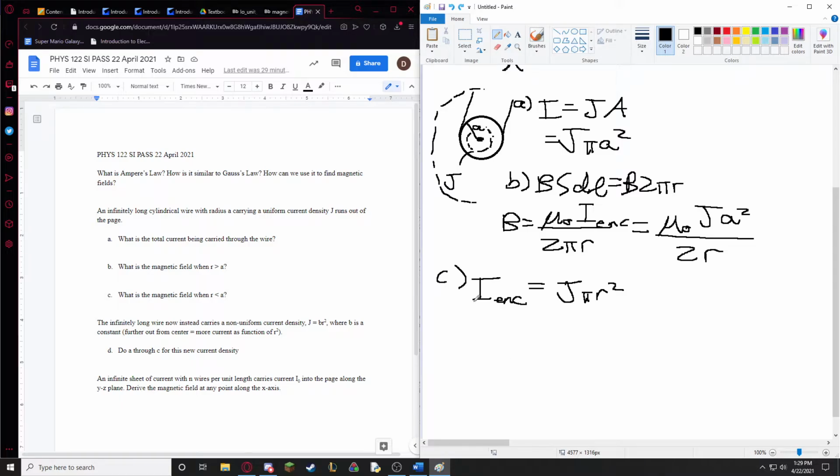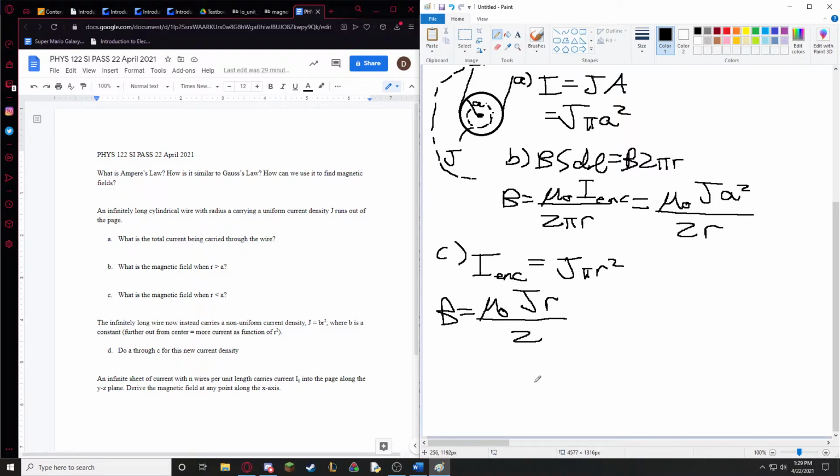But yeah, so we just go ahead and take this. B is equal to mu naught I enclosed, which is J pi R squared. We have 2 pi R on the bottom, so it ends up becoming mu naught J. Pi cancels out from the bottom, one R cancels out from the bottom. Mu naught JR over 2. So our magnetic field actually increases as a function of R. It looks something like this, and then dies off as a function of 1 over R.